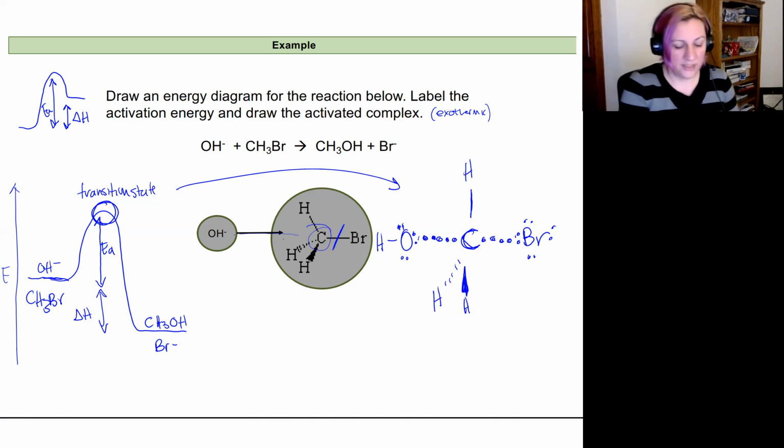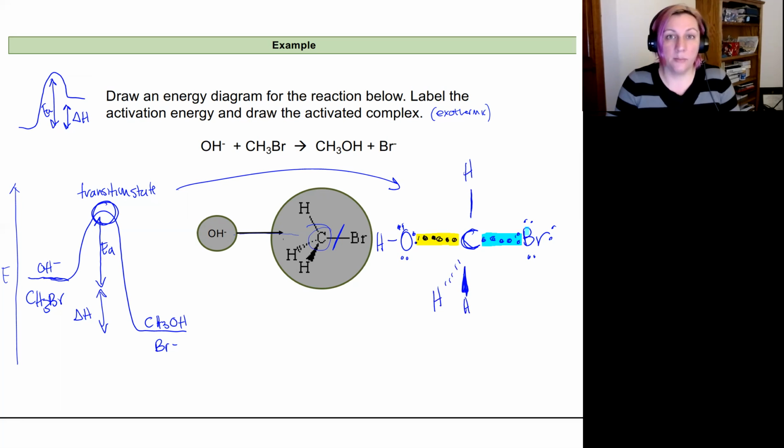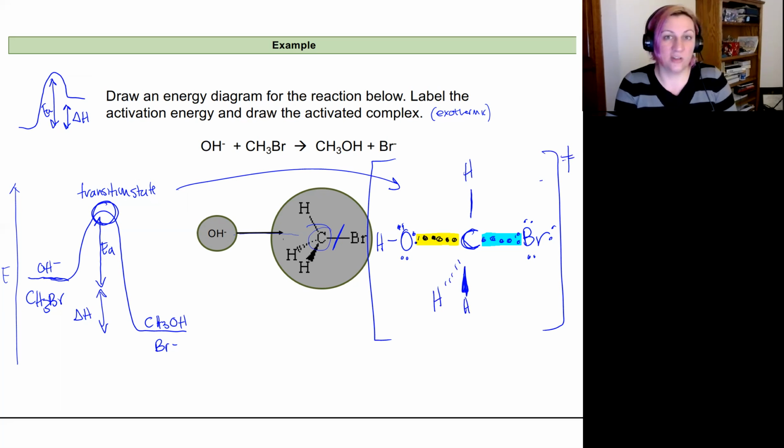And so the pieces that are changing is we have this bond right here forming, and we have the bond between carbon and bromine breaking. And so this is what my transition state would look like. And we typically put brackets around this like this. We put a little symbol to show that's a transition state, kind of a formality.